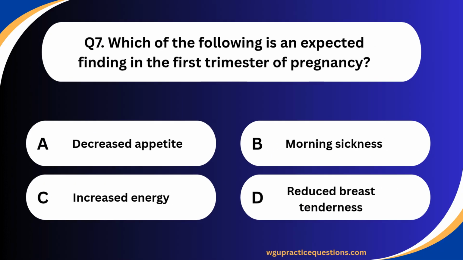Question 7. Which of the following is an expected finding in the first trimester of pregnancy? A. Decreased appetite. B. Morning sickness. C. Increased energy. D. Reduced breast tenderness. Which one is the correct answer?